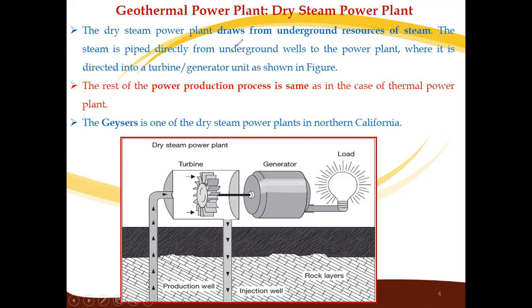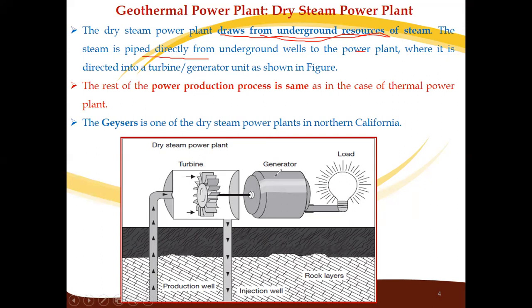A dry steam power plant draws from an underground resource of steam. From underground, we draw steam. The steam is piped directly from underground wells to the power plant, where it is directed towards the turbine and generator, as shown in this figure. So we directly pump the steam by using a pipe, and it passes to the steam turbine.